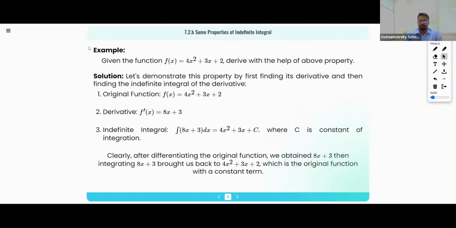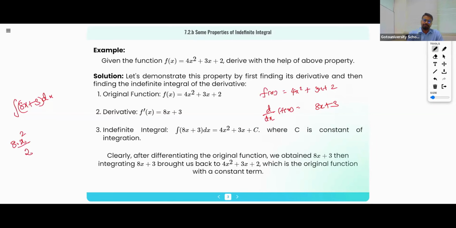Again, we have another example to check this. If a function f of x is given as 4x square plus 3x plus 2, when we differentiate this function d by dx with respect to x, we get 8x plus 3. So that means when I integrate 8x plus 3 with respect to x, I should be getting 8 into x square by 2 plus 3 into x by 1 plus a constant c. This 2 will be cancelled.